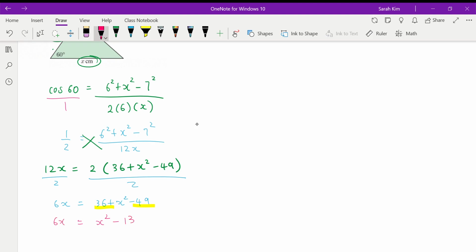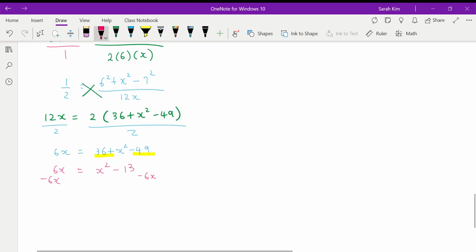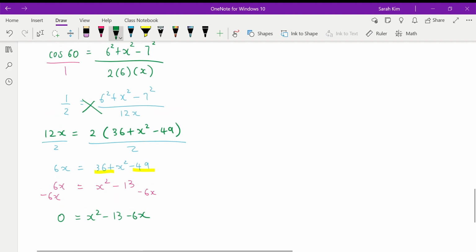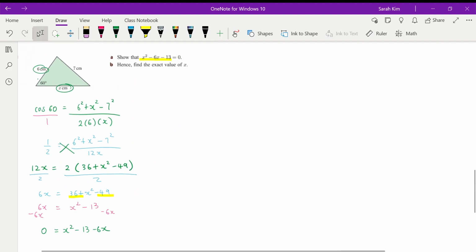I've got 6x. I don't want it on this side. I want it all on this side. So I'm going to remove it. So I get a formula. That's x squared take 13 take 6x. And that's exactly what I wanted. So equals 0. So it's just written on the other side. So I've done A, so B, I'm going to hence find the value of x.